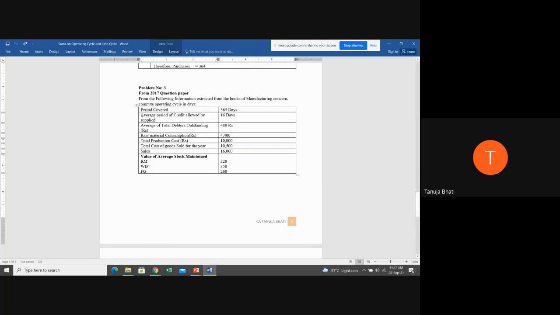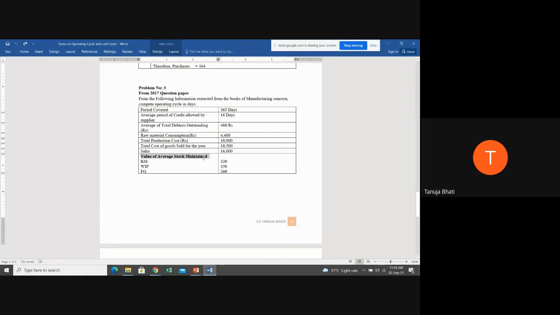Next, the average period of credit allowed by suppliers is 16 days. The average of total debtors outstanding is 480 days. Raw material consumed is 4,400. Total production cost is 10,000. Total cost of goods sold for the year is 10,500. Sales is given as 16,000.